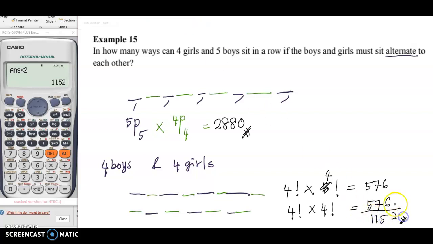Or simply we can write down our calculation: 4P4, or 4 factorial, multiplied by 4 factorial, multiplied by 2 if the condition is alternate and the number of boys and girls are the same.